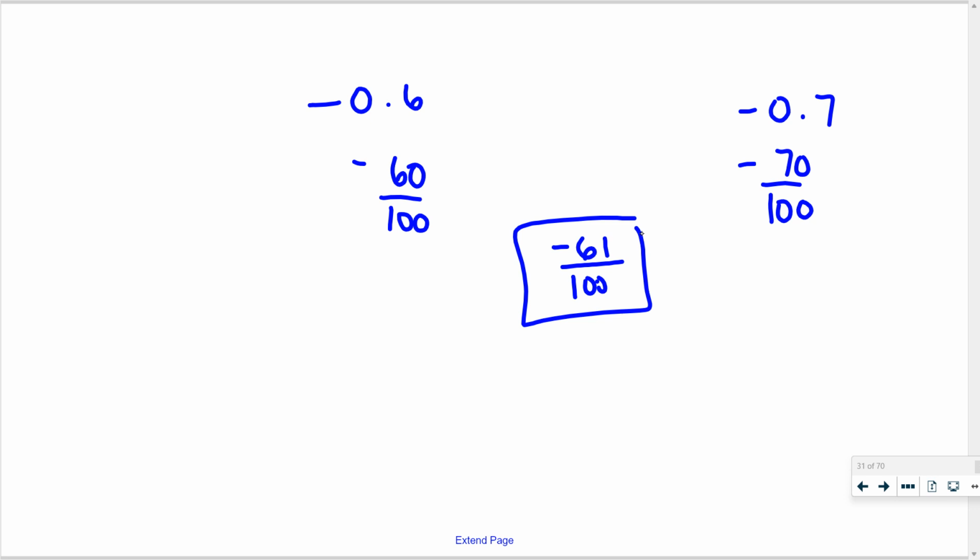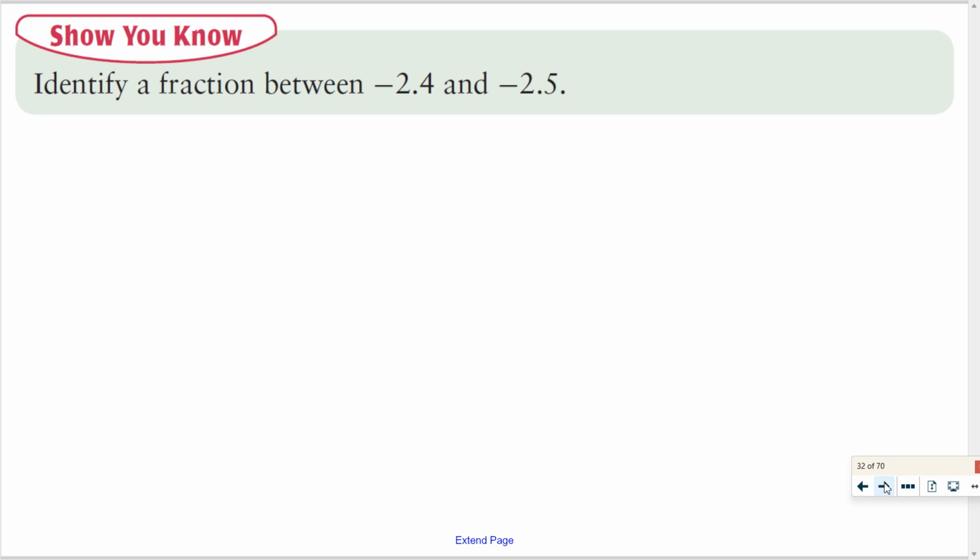So option one, option two, both are good options. You just have to remember to reduce your final fraction. Okay, so in this one here, I want you to find a fraction between negative 2.4 and negative 2.5. So pause the video, try it out using option one or two, then come back and see if you did it correctly.